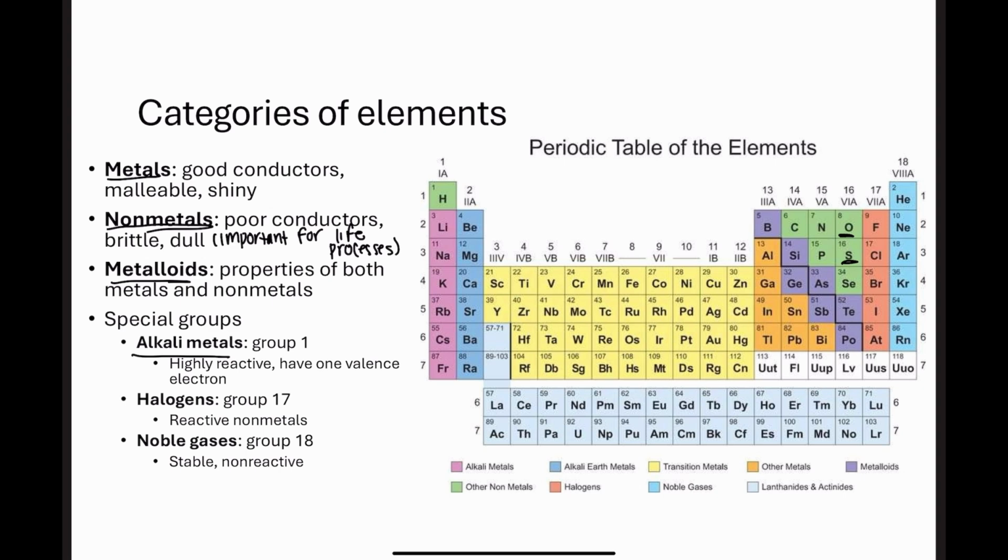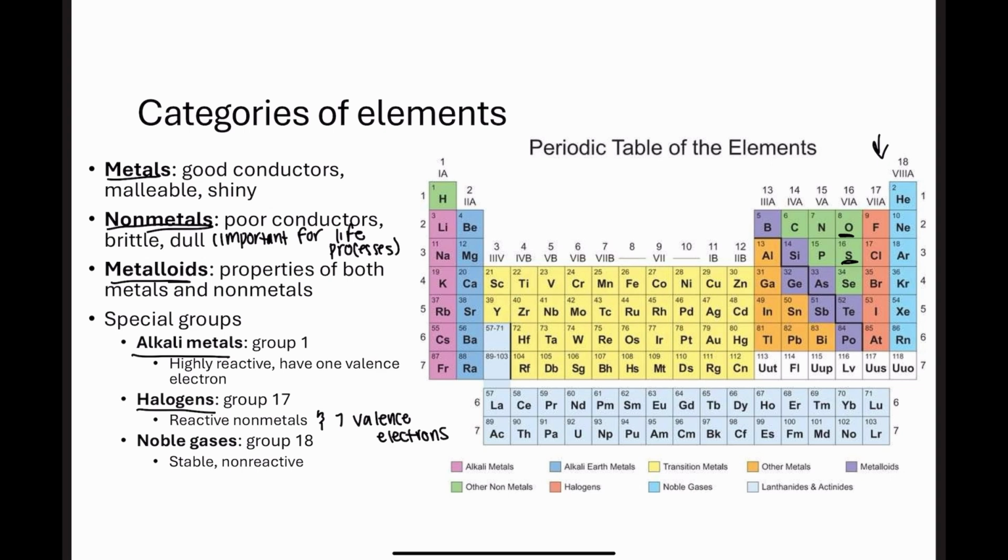The next special group that we have are our halogens. They are group 17, so this group here, and our halogens are reactive nonmetals, and they have 7 valence electrons.